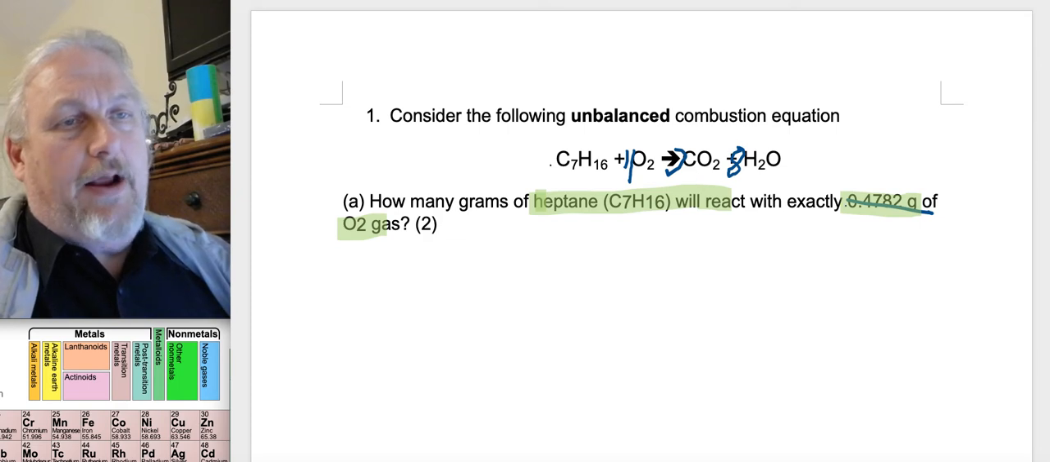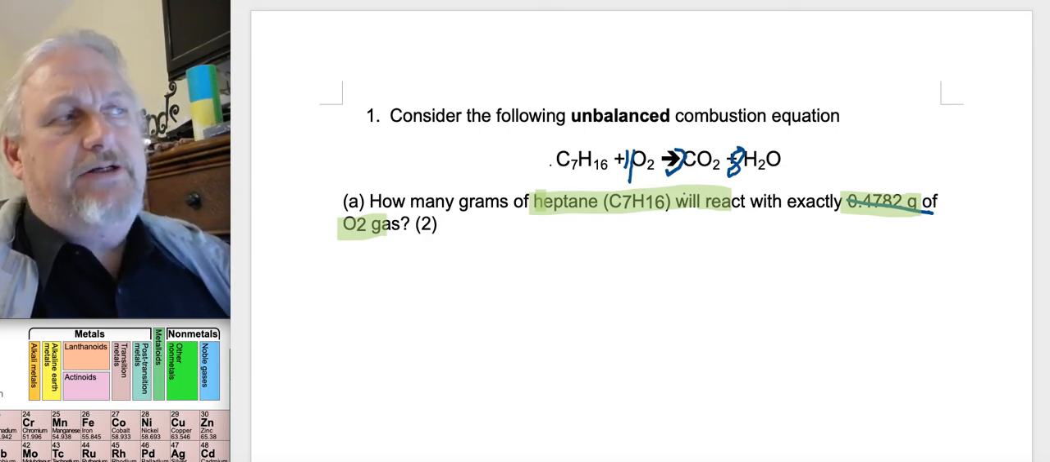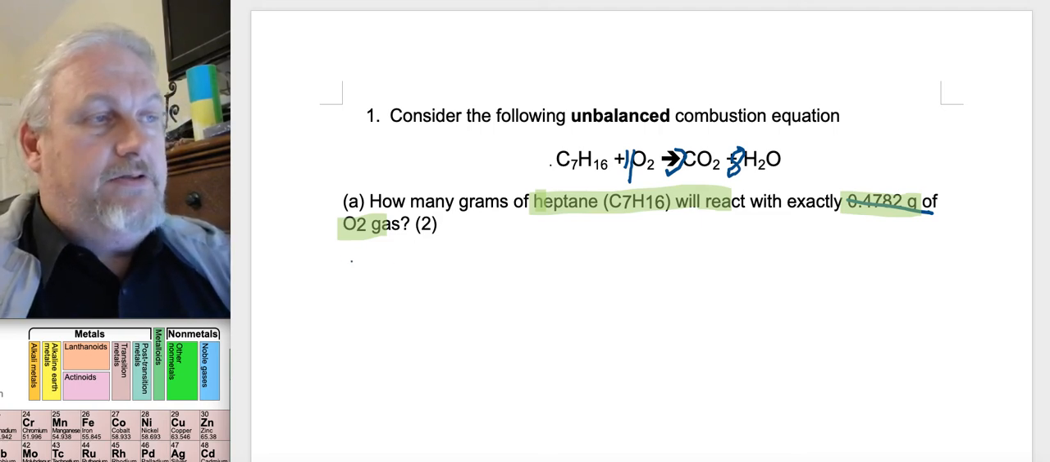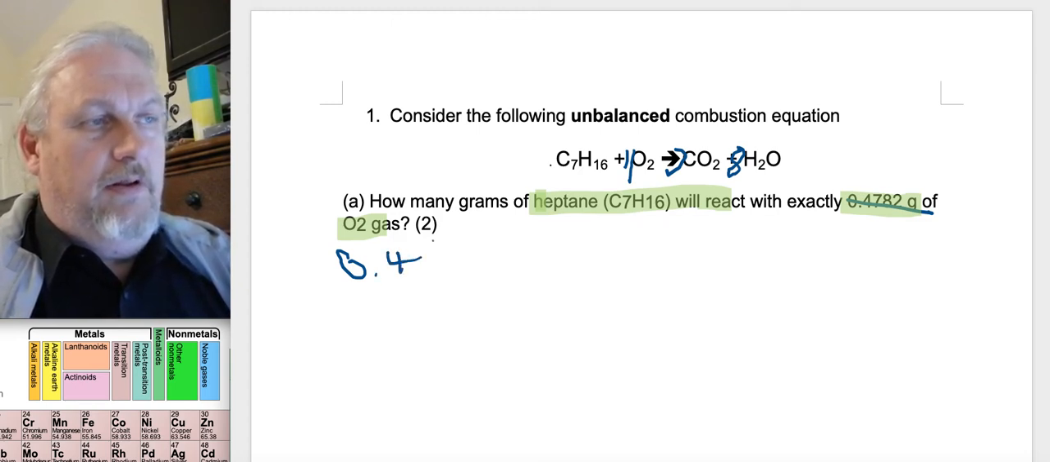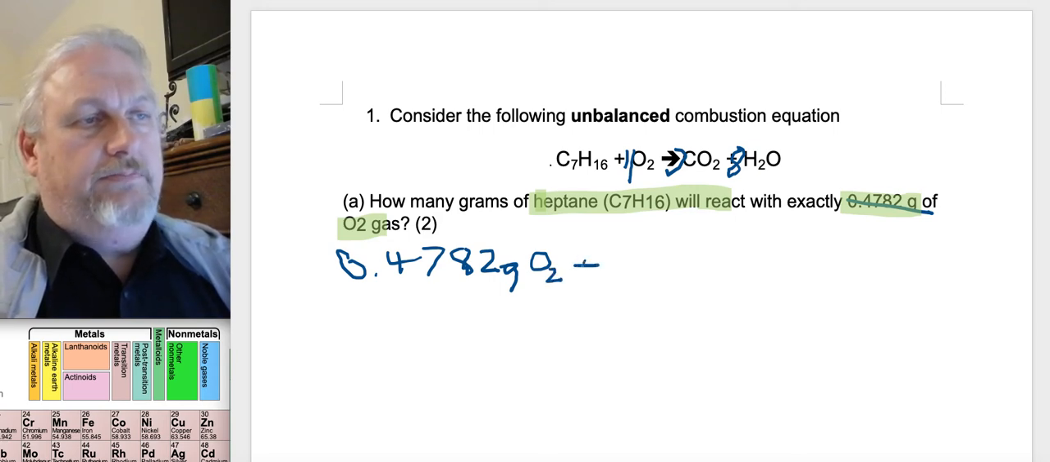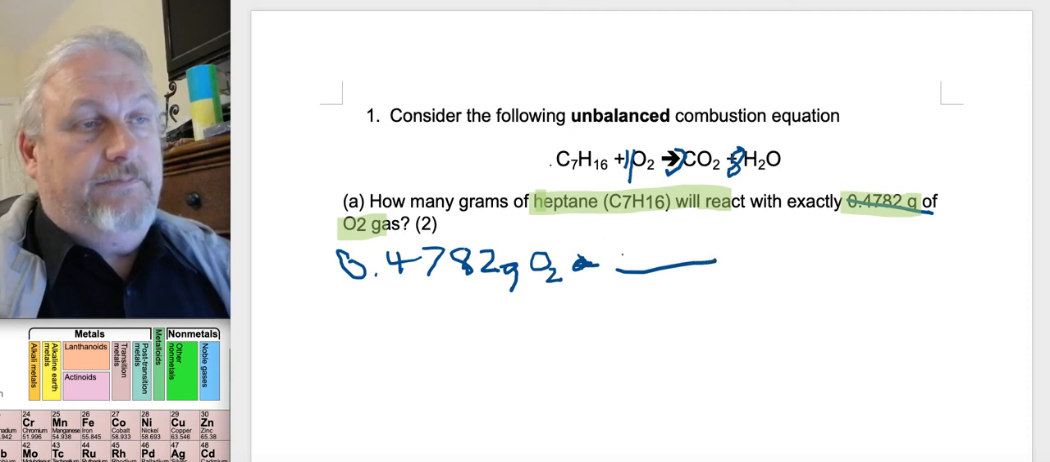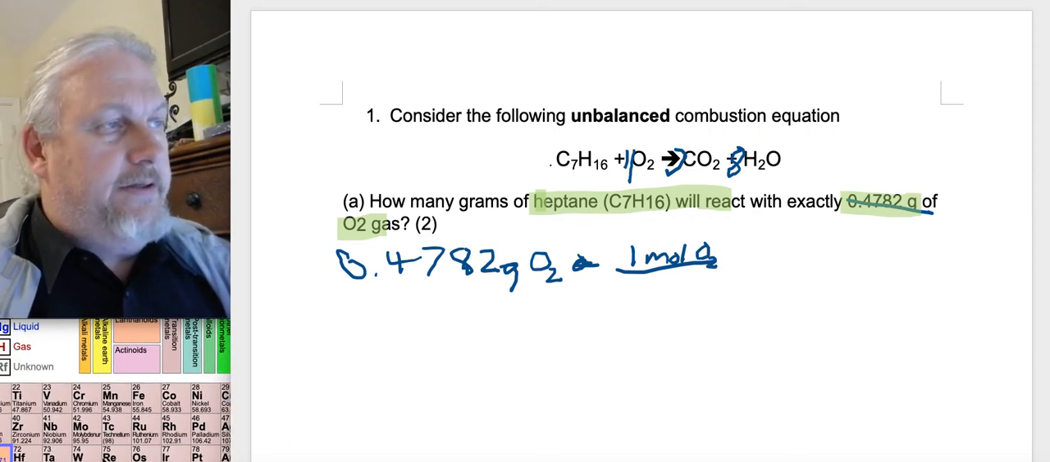If I start with grams, it wants grams. All the magic happens when we take things into moles. So I'm going to have to convert the oxygen into moles, and we know how to do that. I'm going to use dimensional analysis: 0.4782 grams of O2. To get the number of moles, we multiply by the atomic mass, or divide by. So I have 1 mole of O2 equals what? Let's look at the periodic table.